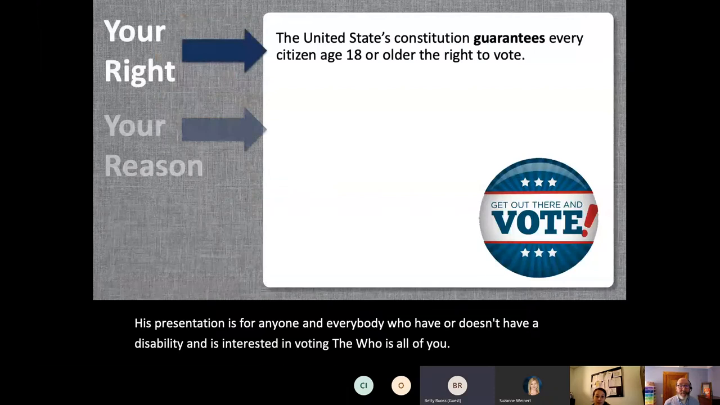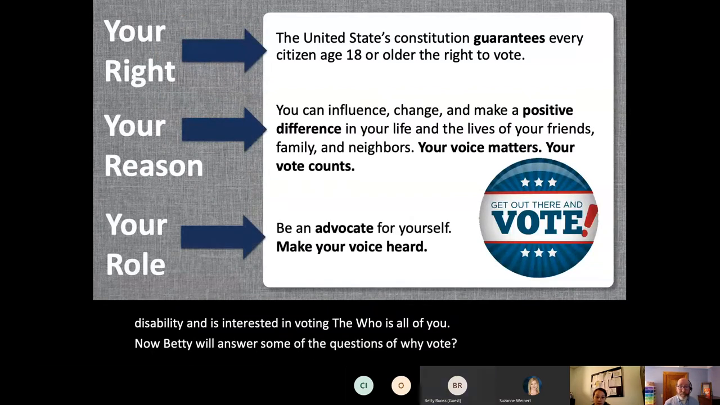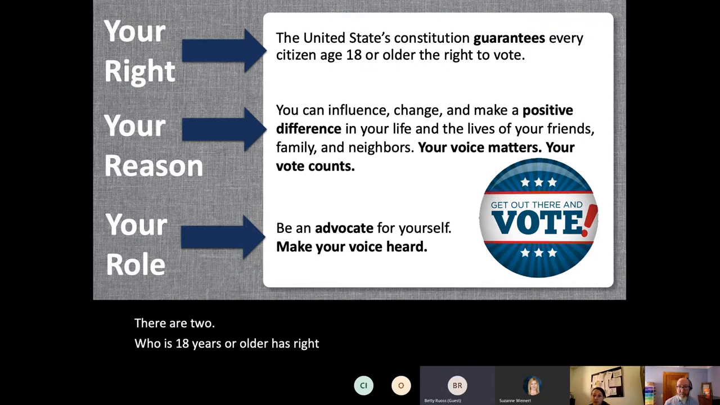Now Betty will answer some of the questions of why vote. Thank you, Mark. Hello, my name is Betty Ruiz. I'm an advocate and author of two books and a member of the CSIS. You're right. Voting is a right. Every United States citizen who is 18 years or older has the right to vote. Why vote? You can influence change and make a positive difference by voting. You have a role as an advocate for yourself. Make your voice heard. Your voice matters and your vote counts.